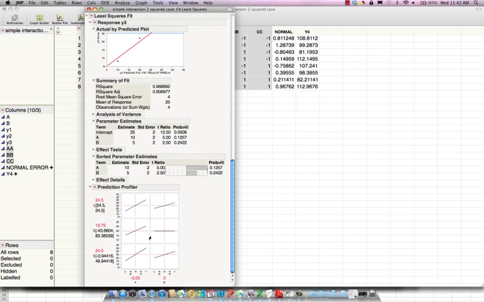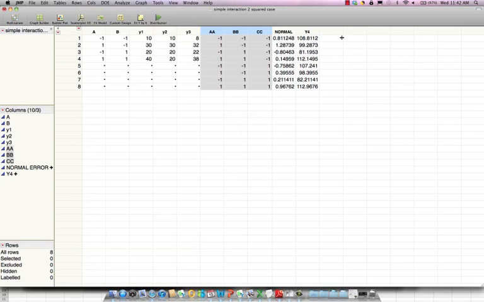Actually, I should be looking at the Y2. Here's the Y2. Nothing much is going to happen because I don't have an interaction term in there. It's just moving up and down. Okay, so let's see how that works for Camtasia.